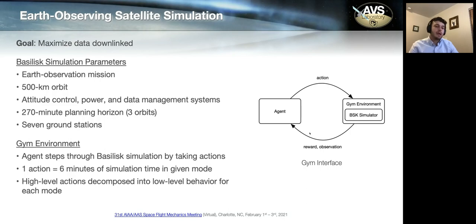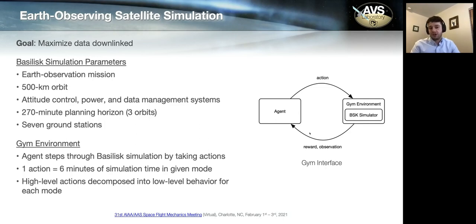We construct a Basilisk simulation. It's an Earth observing mission in a 500-kilometer orbit with attitude control, power, and data management systems. And we're operating in a 3-orbit planning horizon. The nice thing about Basilisk is that it's an open source simulation architecture. It's quite modular, and it's also very fast because under the hood it runs on C++. But you do all of the coding and interfacing with Basilisk at the Python level. So it lends itself very well to something like a Gym environment.